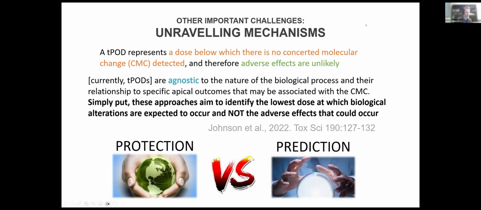But the approach that we're taking is that it's much more valuable and possible right now to determine a dose that is protective very rapidly and efficiently, and you can achieve your protection goals without necessarily predicting the exact mechanisms and the exact outcomes that could occur. That being said, there's a lot of progress being made in this realm, where our ability to make predictions about the mechanisms is definitely improving. And I'm sure we're going to be talking a lot about that in the sessions to come in this workshop.